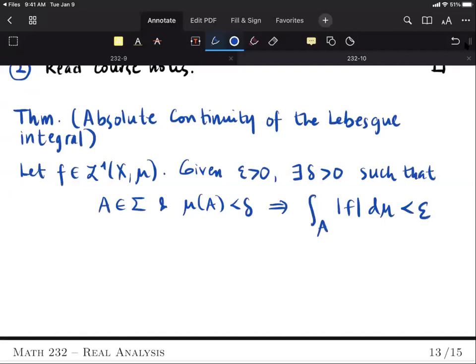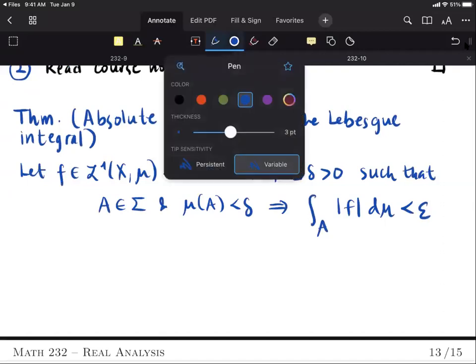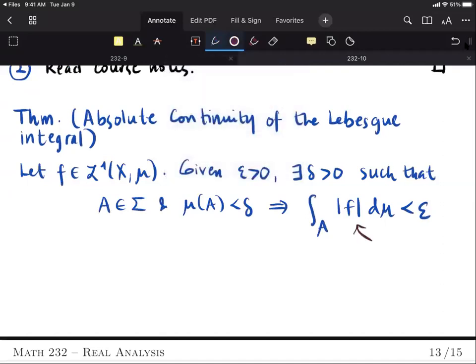Well, the geometric interpretation here is that if we view the Lebesgue integral, similar to the Riemann integral, as the area, we can make the area sufficiently small if we make the base small. So you can think of this as your height, your set A here as your base or your width, and the integral would be your area. If you make the width or the base small enough, then the area would be small as well.